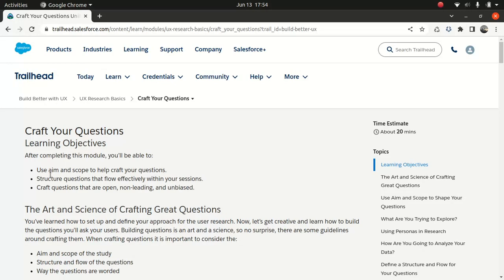Your questions should not be very open-ended, right? Because it can cause confusion. And also at the same time, your question shouldn't be too close-ended as well, right? So when you are doing a UX research, forming the right question, asking the right question is extremely important.